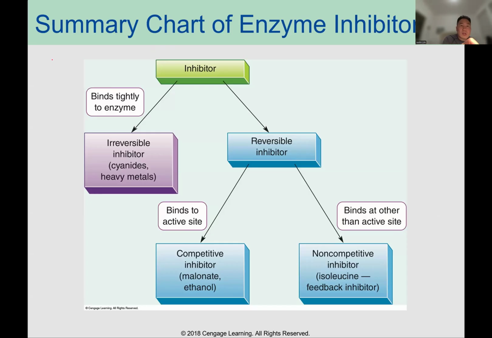The last one, summary chart of enzyme inhibitors. Inhibitors are composed of irreversible inhibitors and reversible inhibitors. Reversible inhibitors are composed of competitive inhibitors and non-competitive inhibitors.